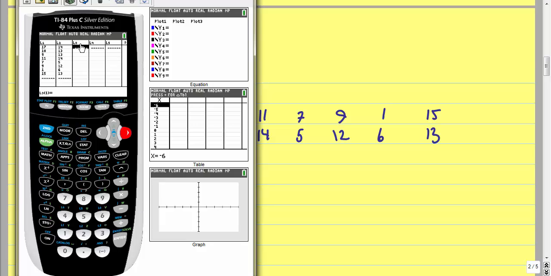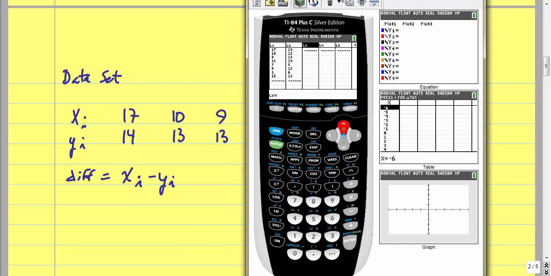Now here in column L3, I want to arrow up till this is highlighted, and I want to write out my formula. My formula was xi minus yi, so that's L1 minus L2. So I'll go second L1 minus second L2, which is above the 2 key, and that'll automatically take all these differences for me. And then I can go into Stat, and I could look at all the summary values if I want, but for this one I want to do a 95% confidence interval.